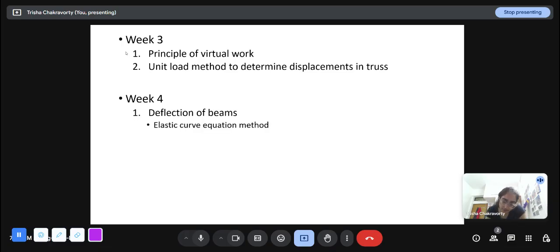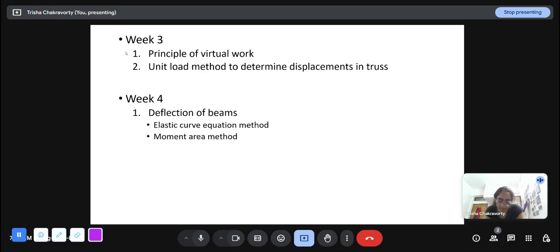The elastic curve method works directly from the differential equation. The governing differential equation of a beam is EI d2y/dx2 equals M(x), which is the bending moment. So by integrating that equation twice, we can get y as a function of x. That is the elastic curve. So we get the deflection at each x, where x varies along the length of the beam.